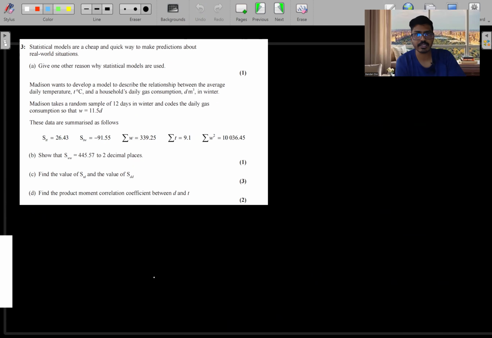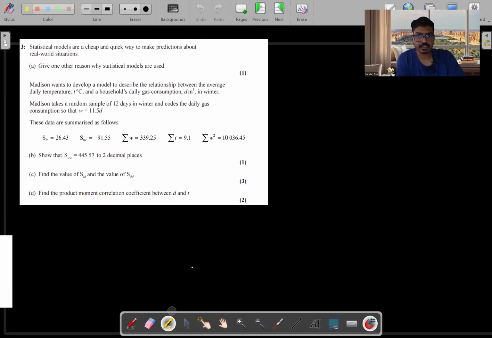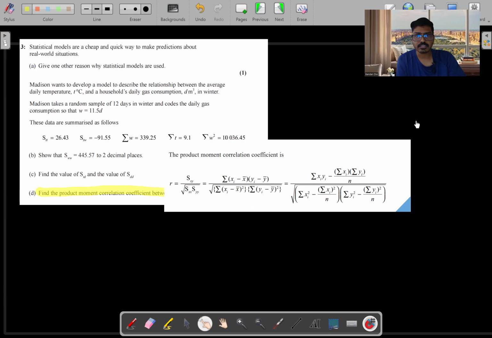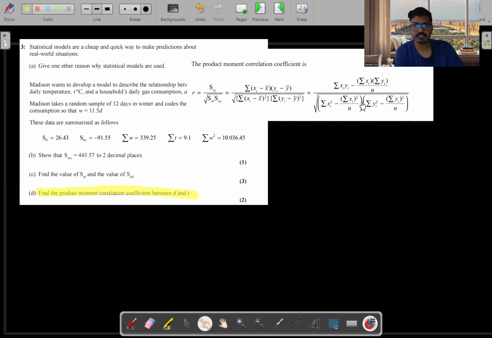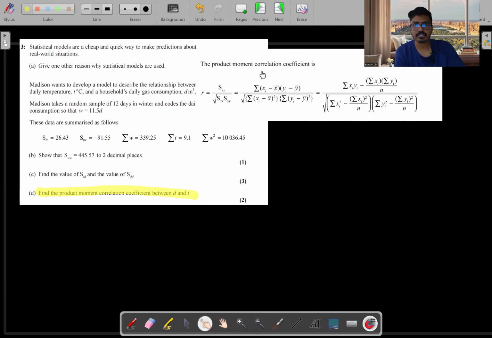First let us read and understand the question. Find the product moment correlation coefficient between D and T. We have the equation directly from the equation sheet. If you need to look at it for this particular question, yes, this is the product moment correlation coefficient. So what is the equation? Let us copy down the equation from the equation sheet.